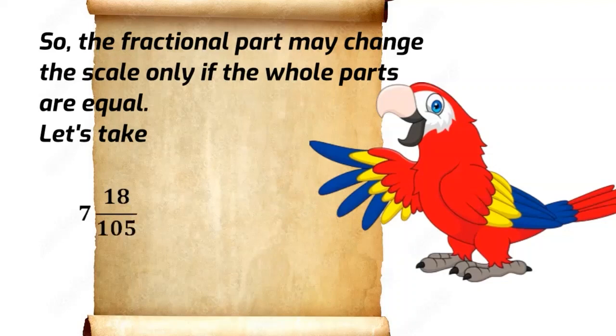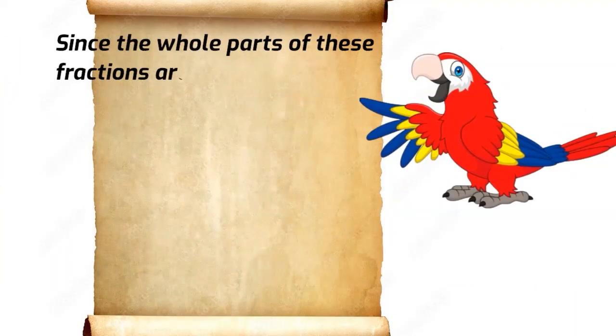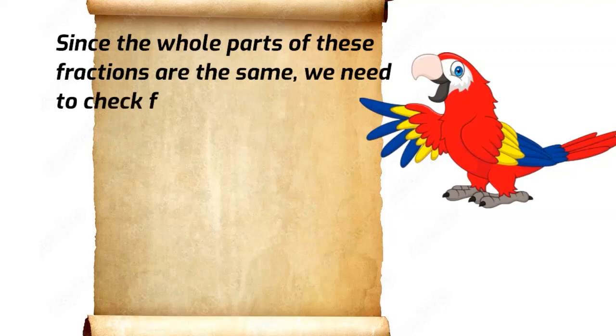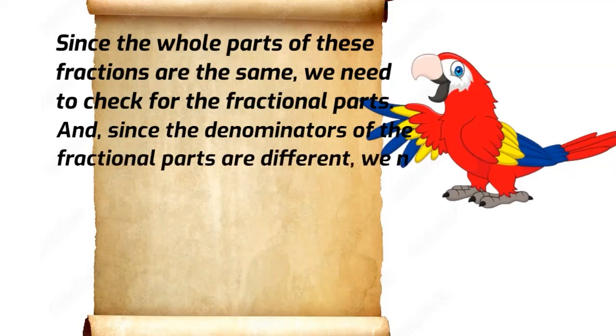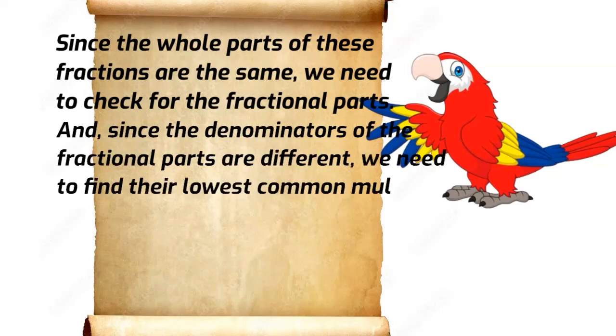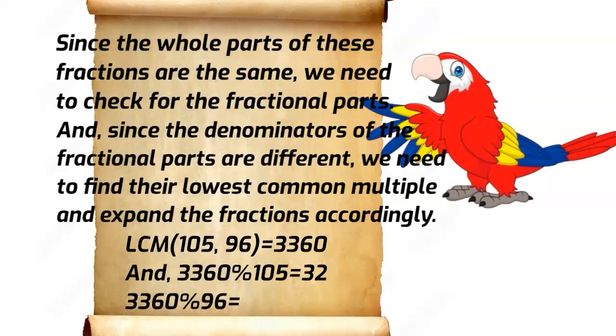Let's take 7 and 18 over 105, and 7 and 21 over 96. Since the whole parts of these fractions are the same, we need to check the fractional parts. And, since the denominators of the fractional parts are different, we need to find their least common multiple and expand the fractions accordingly. The least common multiple of 105 and 96 is 3,360. And 3,360 divided by 105 is 32.